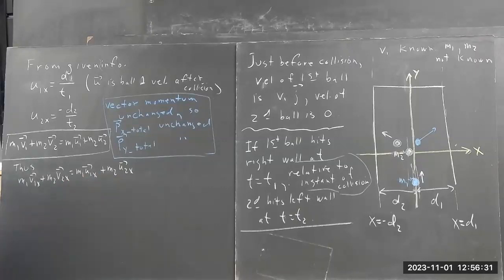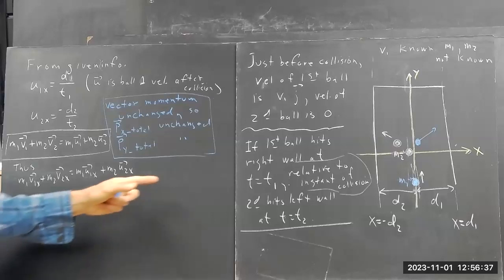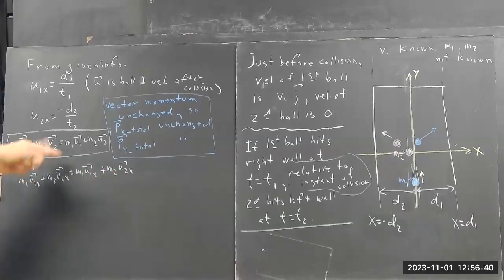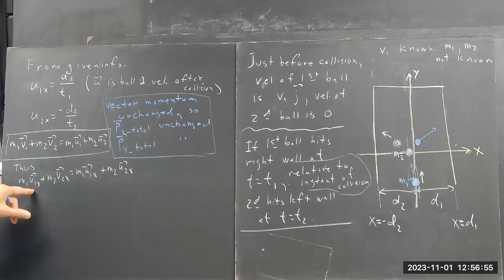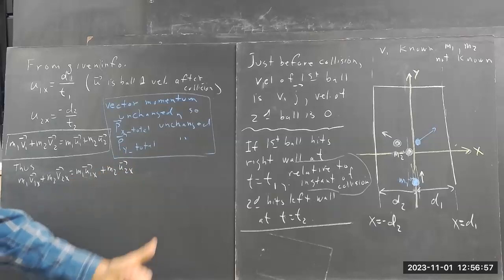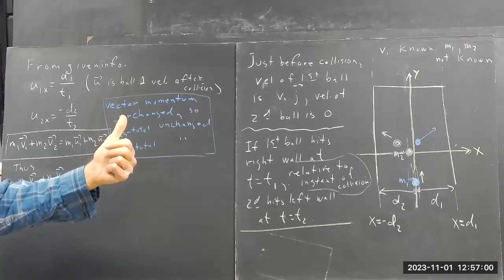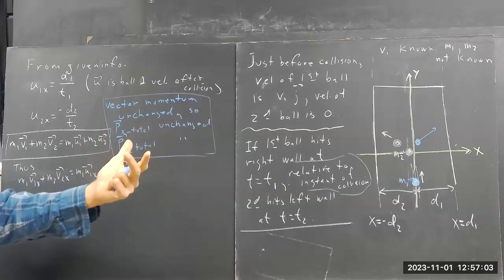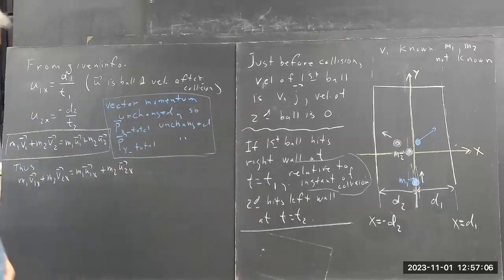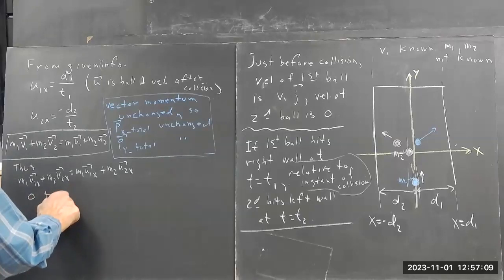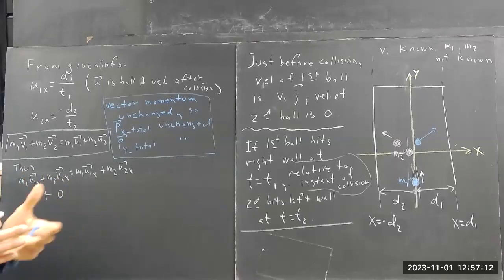So we have this equation for the x momentum. And we have the same equation for y. We just replace the x's by the y's. We have the y components. In this case, what's v1x? That's the velocity of the first ball, before collision in the x direction. It's zero because it's moving purely in the y direction. So we have zero here and we have zero here because neither ball has any motion in the y direction.